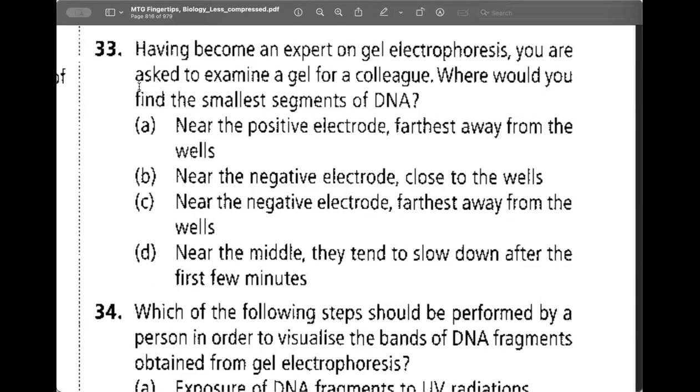Yes. So whenever we run a gel, the negative terminal has to be where we load the sample, because we know that DNA is also negative. So we keep it at the negative terminal so that it can move towards positive, and in that process, it can resolve into different fragments. And the smallest one will move farthest away from the well and near to the positive electrode. Yep, perfect.